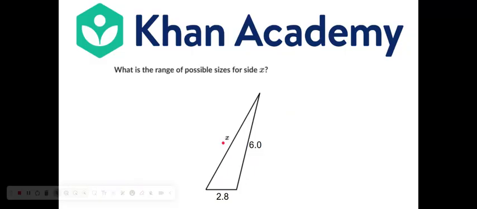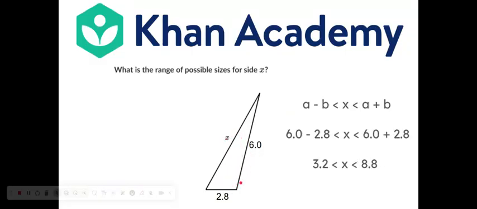I don't know what this side is. It could be, if I subtracted them, it could be 3.2. I know I'd have to draw it a little differently. And if I added them, it could be 8.8. So any number in between there. So this could be 5. This could be 8. I know it's already drawn, so it's obviously going to be some number bigger than 6. But we are doing a theoretical range. They're not always going to give you a triangle.